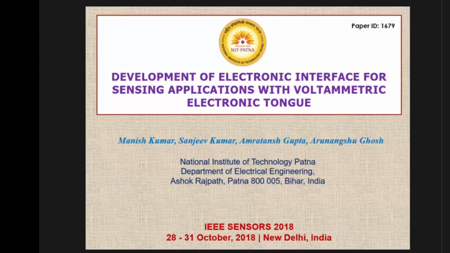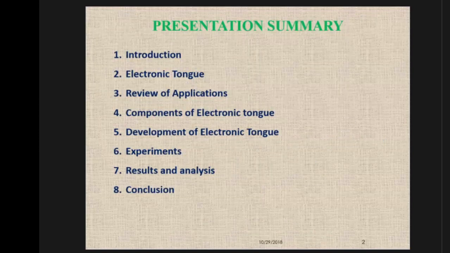Since morning, we have been talking about biomimetic instruments. Electronic tongue is a type of biomimetic instrument. The presentation summary goes like this. We will introduce what an electronic tongue is, and some applications. Lots of applications are there; a few of them will be reviewed. Then the components: what are the components of an electronic tongue? And then we will move on to the electronic tongue development circuits. We have also conducted a few experiments to distinguish among different types of test samples, and we will present the results and analysis and finally the conclusion.